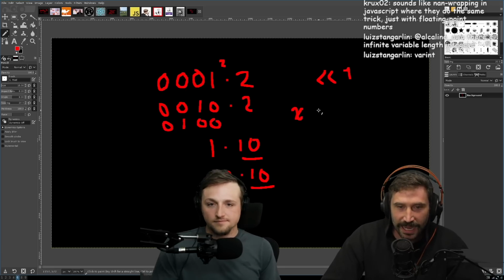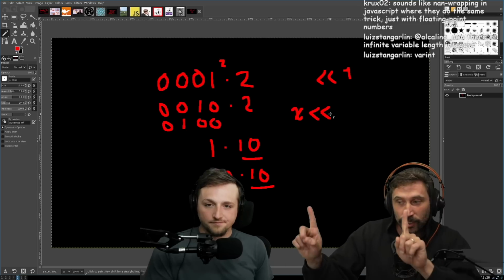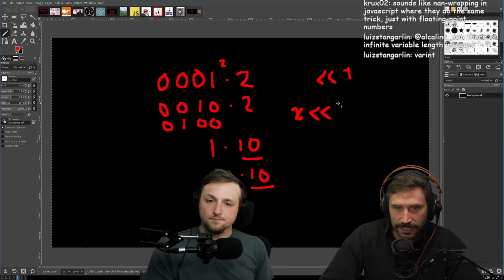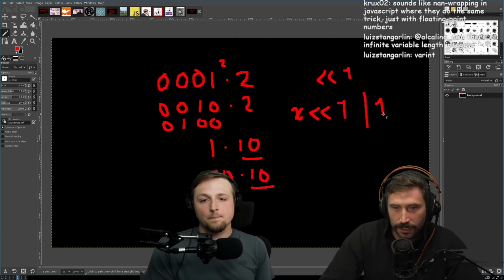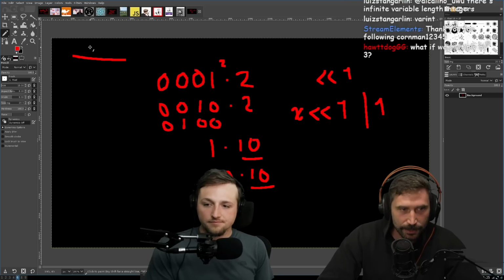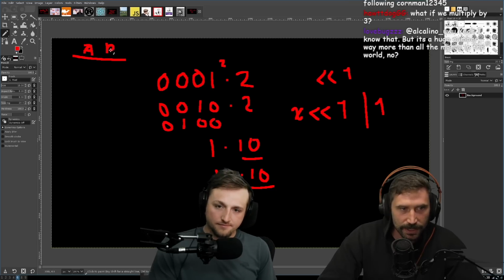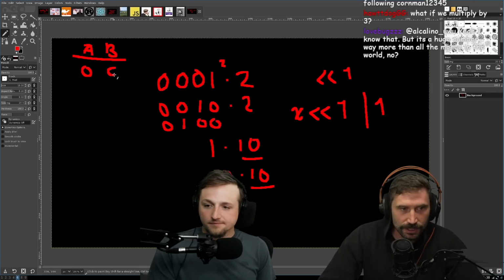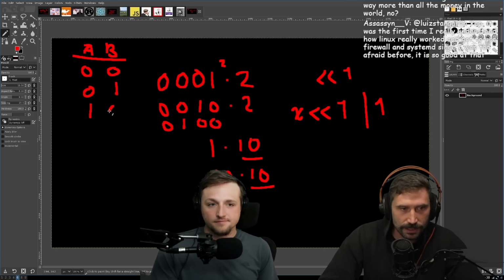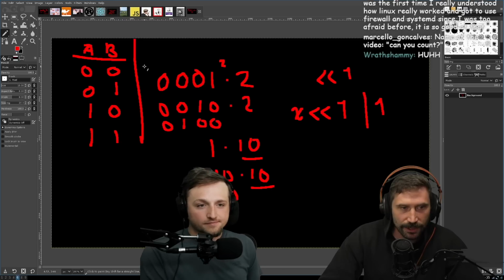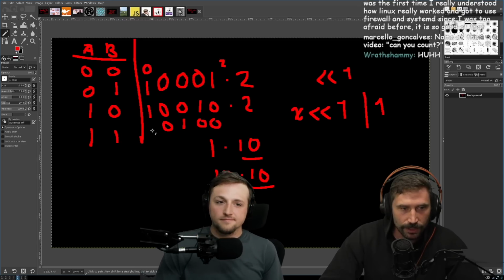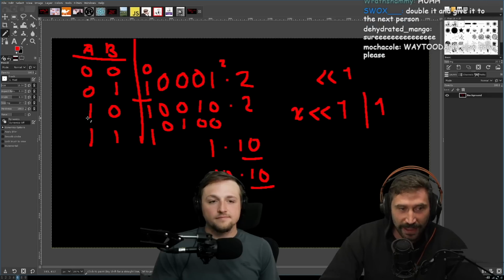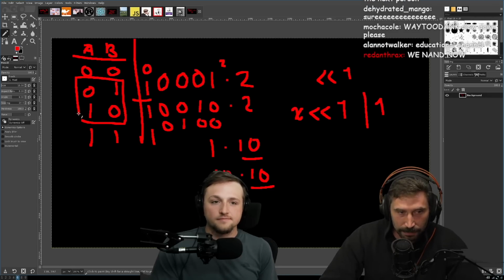So when you pass in x, you left shift by 1, you move all the binary over, right? And then you OR 1. OR effectively is a truth table of, let's call it A, B: 0,0 gives 0; 0,1 gives 1; 1,0 gives 1; 1,1 gives 1. In other words, if any of them are a 1, it becomes a 1.